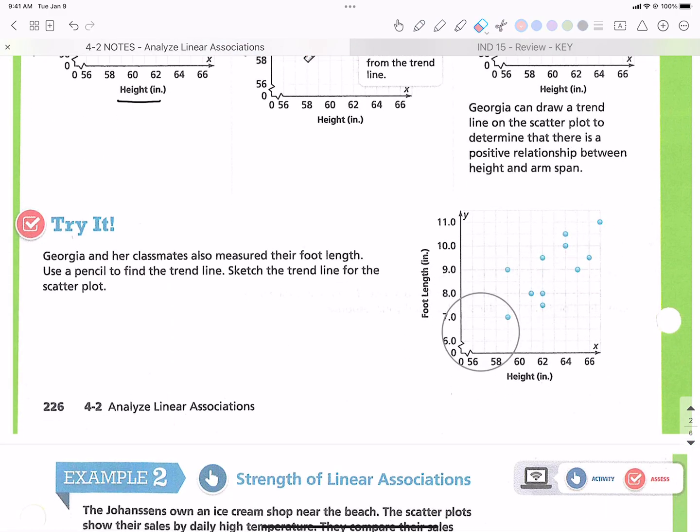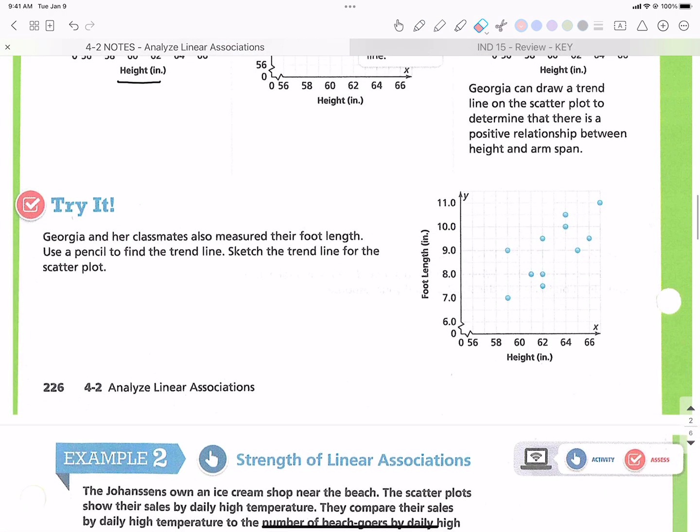So, it says Georgia and her classmates also measured their foot length. Use a pencil to find the trend line. Sketch the trend line for your scatter plot. So what they're telling you is use your pencil as what I said you would use a ruler for.